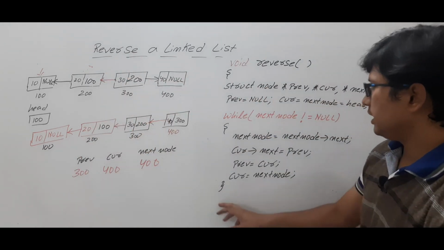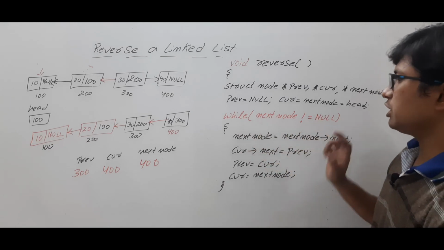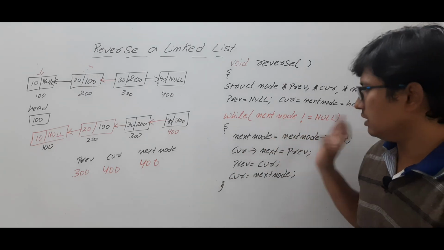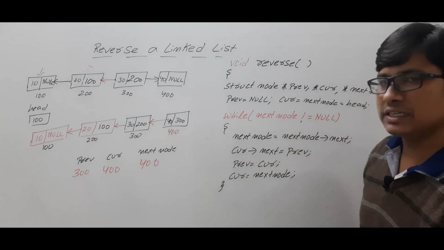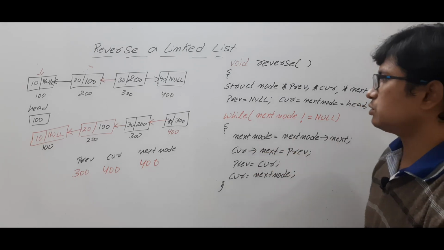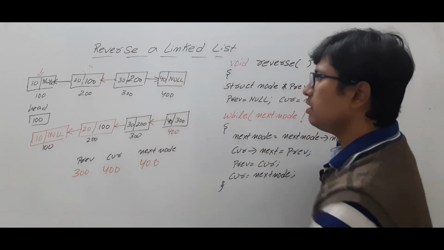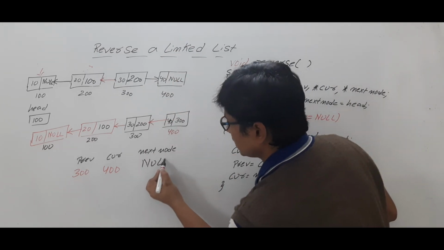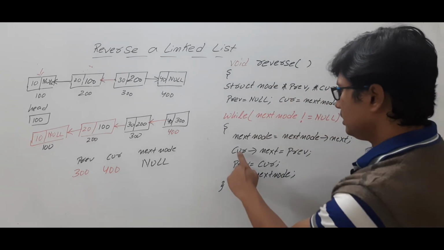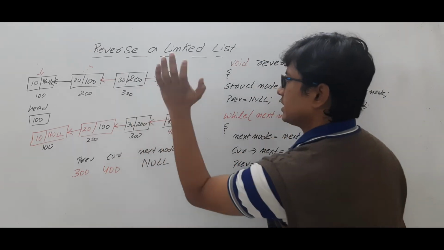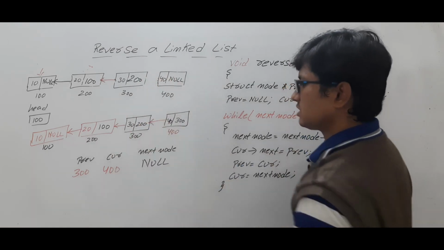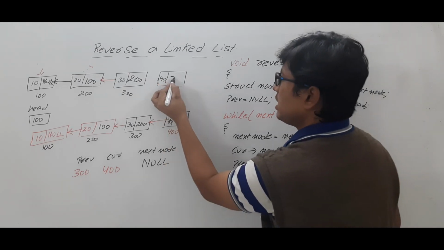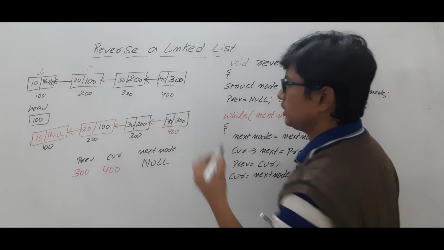Is it clear? Then again we will check the condition. Next node not equal to null. Next node has the value 400. 400 is not equal to null. Again this condition is true. Then we have to execute these 4 statements. Next node is equal to next node of next. 400 is this one. Of next is null that you are assigning here. So you are getting the value here as null. So now this becomes a null pointer. Then current of next, 400 of next, is it clear? 400 of next is equal to previous. So you are getting the address 300. So now this node is pointing to this node.